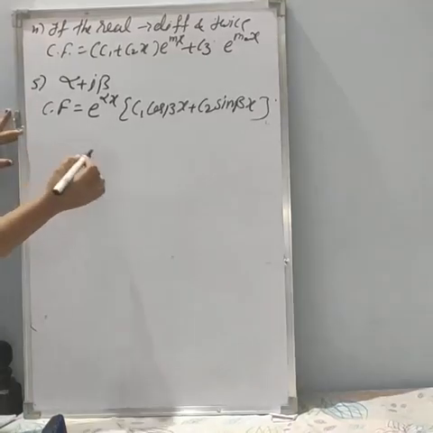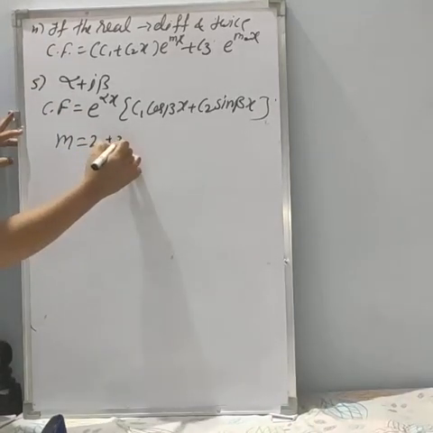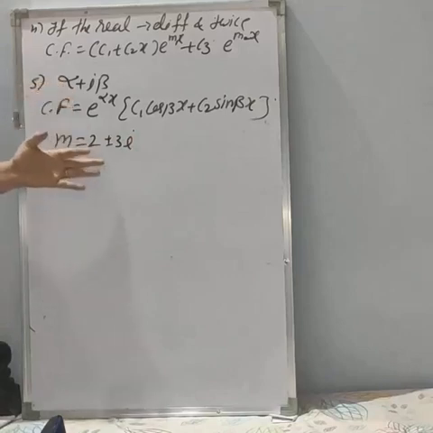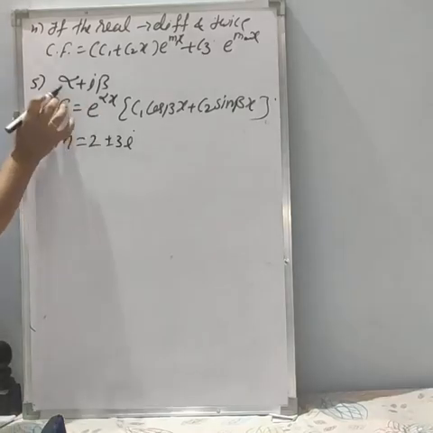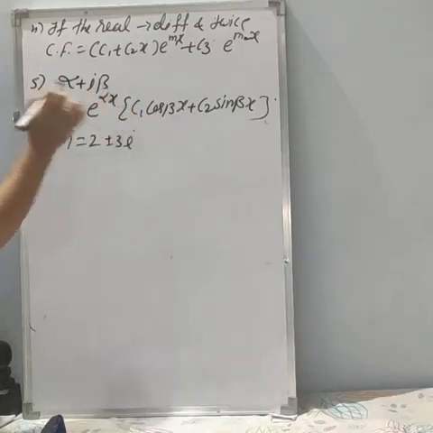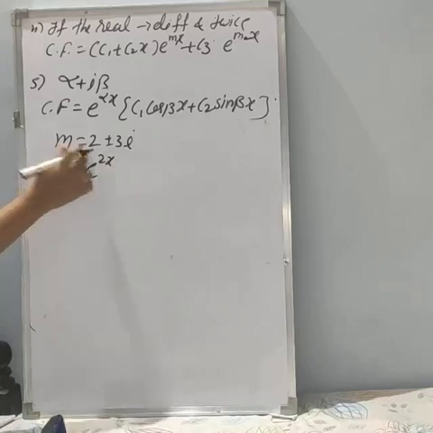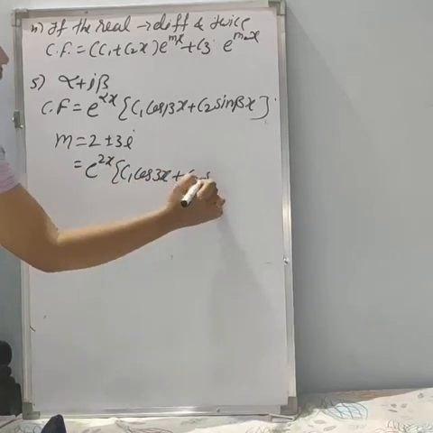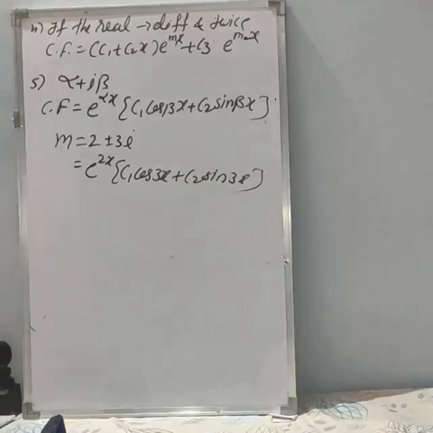This is the complementary function, e to the power of alpha x, c1 cos beta x plus c2 sin beta x. For example, suppose you have the root m equal to 2 plus or minus 3i, and you know complex numbers always appear in pairs, so it is a plus or minus only. So 2 plus or minus 3i, then alpha is the real part, beta is the imaginary part. So how will you write the solution? e to the power of 2x, because the alpha value is 2. Then c1 cos 3x, the beta value is 3, plus c2 sin 3x. This is the complementary function if your root is imaginary.